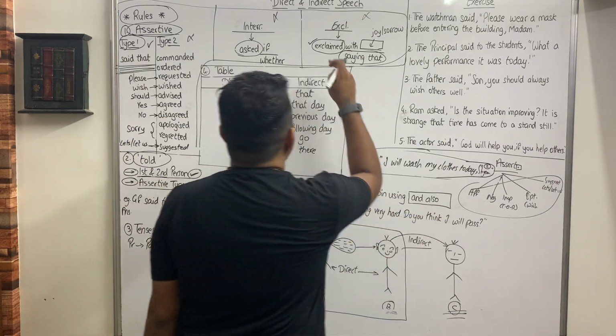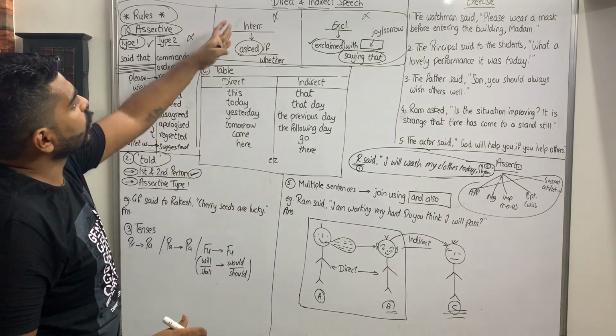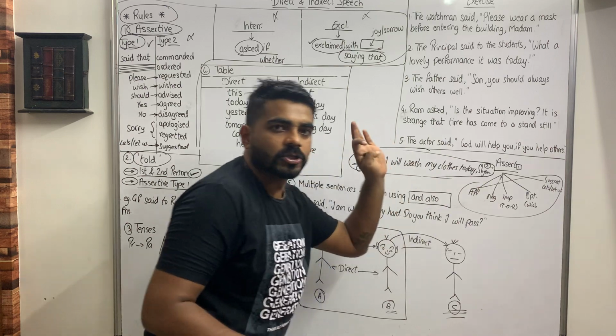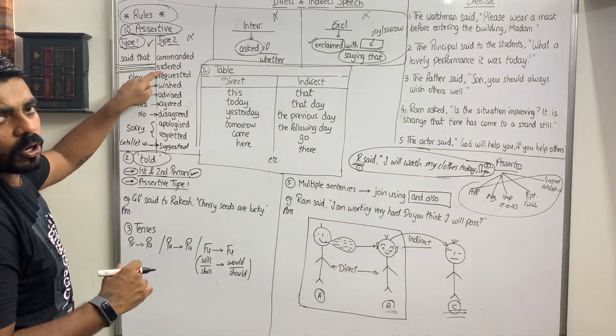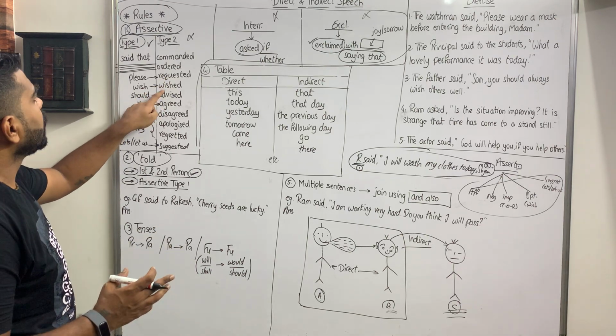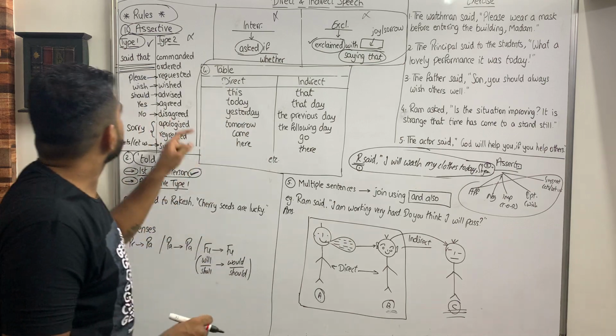So first we see, is this an exclamatory sentence? No, it ends with a full stop. Is it interrogative? No, it has a full stop. Is it a command? I will wash my clothes today. No. Is it an order? No. Is it a request, is please given? No. Is it a wish? Is the word wish given? No. Wash is given. Wish is not given.